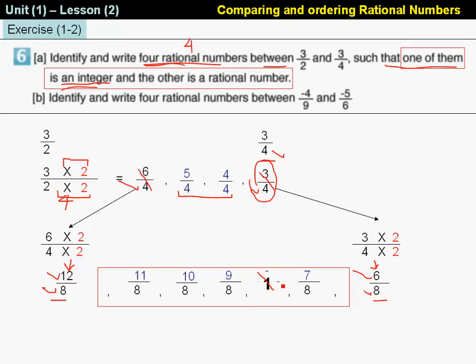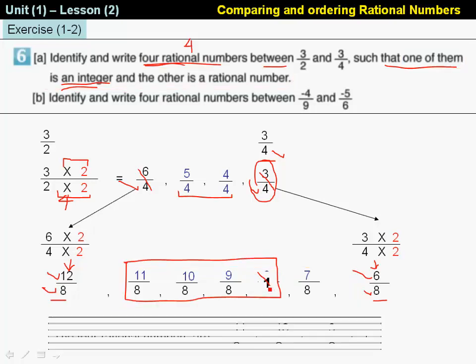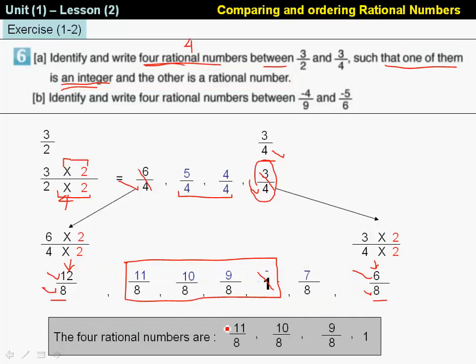And this is the integer number. So we will choose 4 rational numbers including the 1, this integer number which is 1. So the 4 rational numbers are 11 over 8, 10 over 8, 9 over 8, and 1. Very, very easy. I think you can solve B, which says identify and write 4 irrational numbers. Also, he asked for 4 rational numbers between these two.